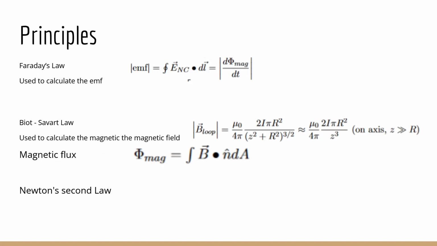Principles that we used in the experiment. We used Faraday's law to calculate the EMF, which was the change in magnetic flux over time. We used the Biot-Savart law to calculate the magnetic field, which is used to calculate the magnetic flux using this equation here, which is the integration of the cross product of the magnetic field and the area. And then we used Newton's second law to model the force on the magnet due to the induced current's magnetic field.